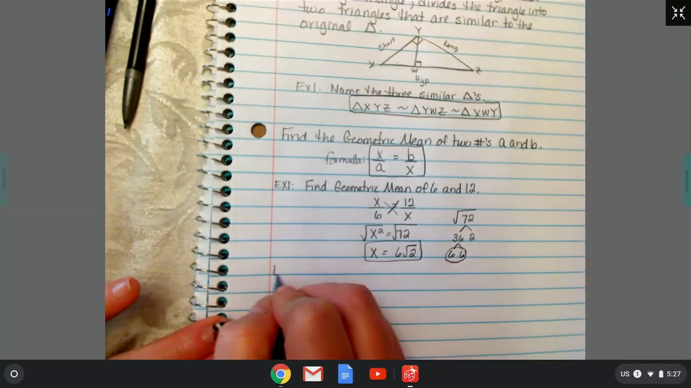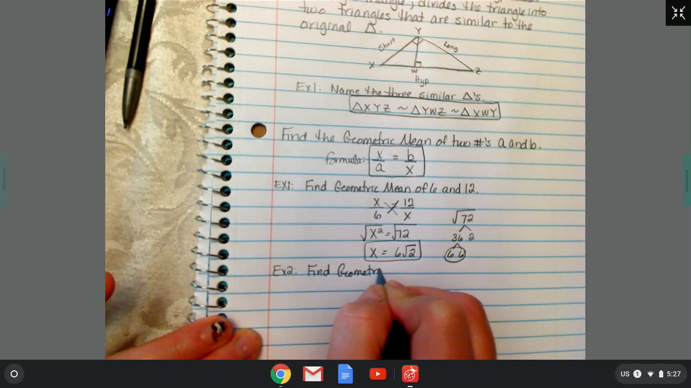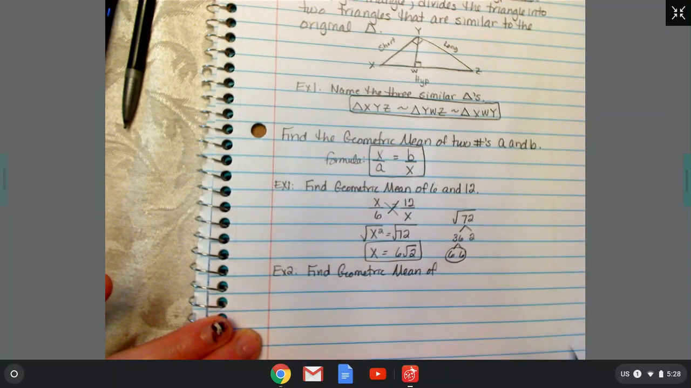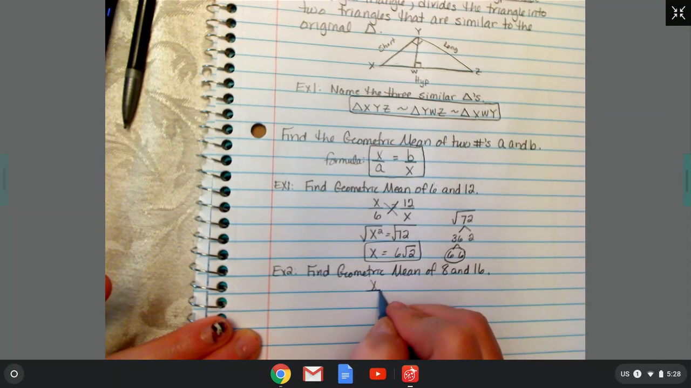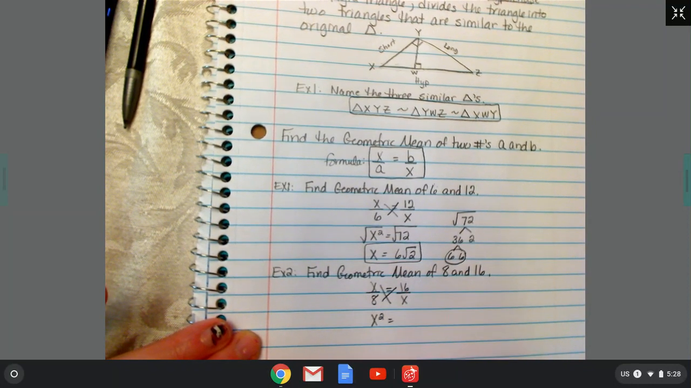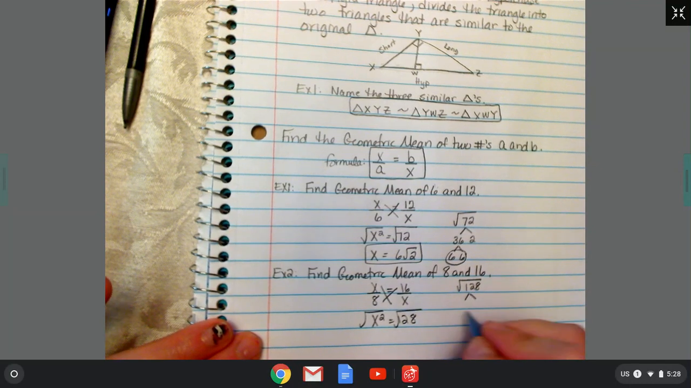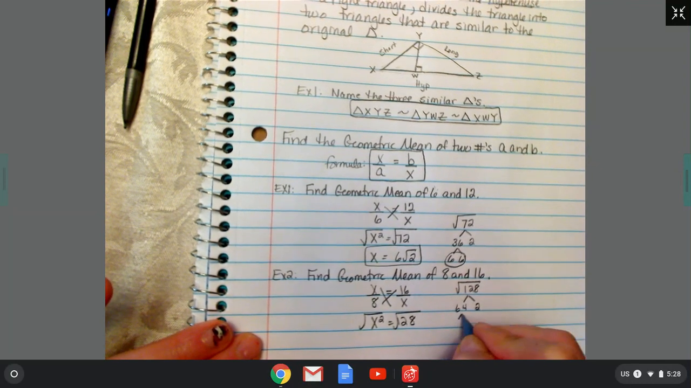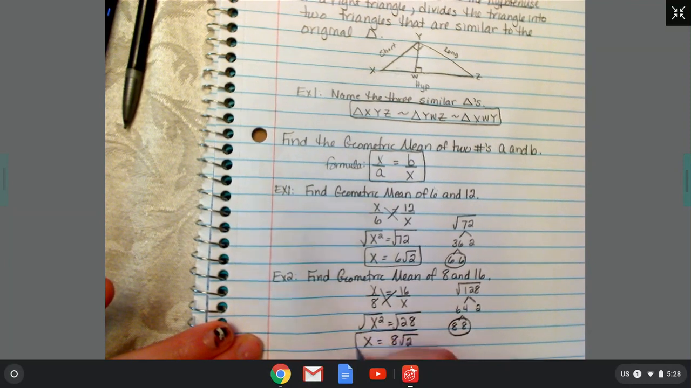Okay, and then here's one more example of that. Find the geometric mean of, and they're going to pick whatever numbers. This one's 8 and 16. So x over 8 equals 16 over x. X times x. 8 times 16 is 128. Square root. Let's come over to the side and break down that radical. 128 will go 64 and 2. 64 is 8 times 8. So we have twins. The twins come out. The 2 stays in. So we have 8 radical 2.